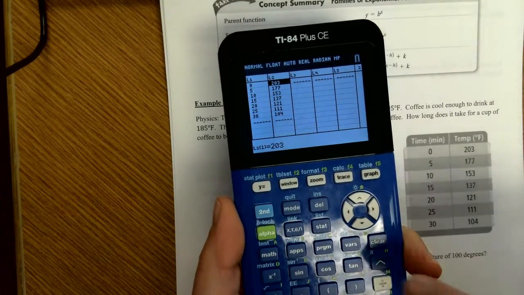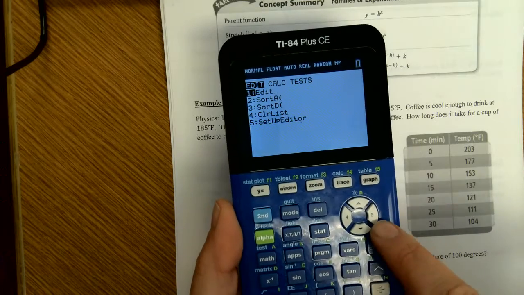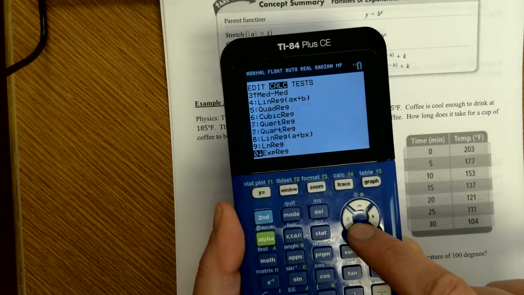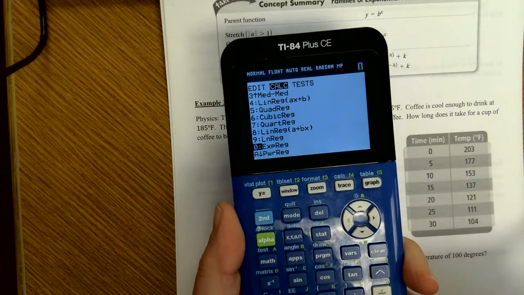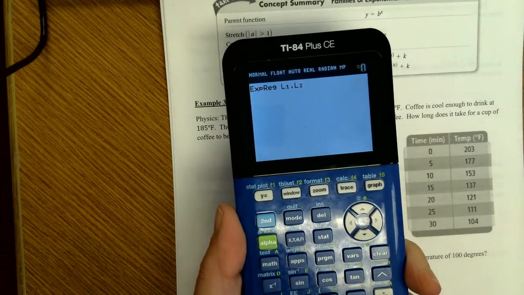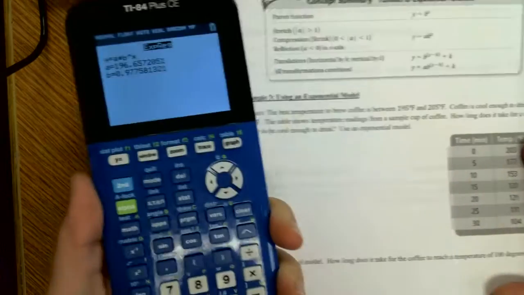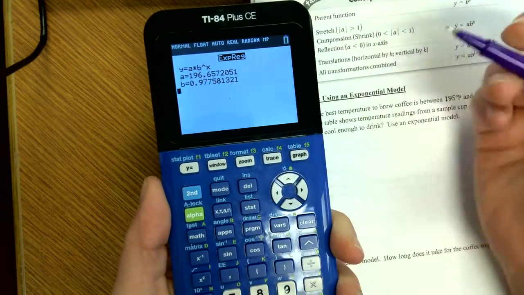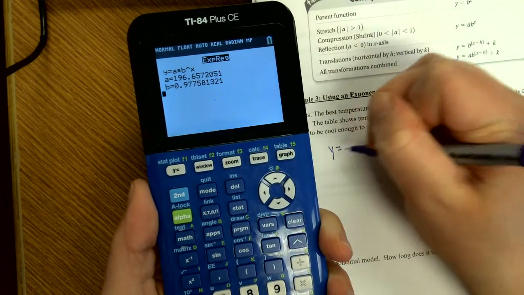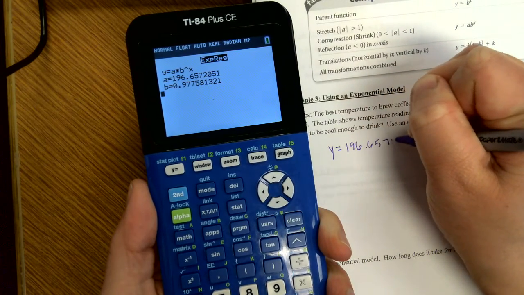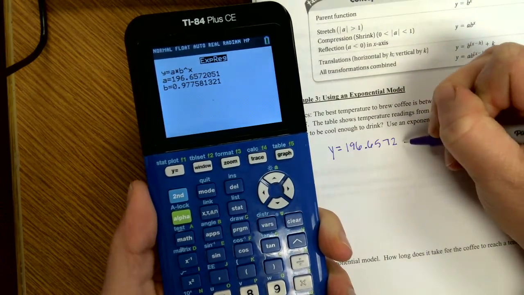Now I want to get an equation from this. So if I go back to stat, this time I'm going to arrow over to calculator. And we've done all of these before. This one we have not done. This is exponential regression. Basically, it's going to say, based off these data points, I'm going to give you an equation that would symbolize this information. It tells you what your A value is, and it tells you what your B value is. So my equation would be y equals, my A value is 196.6572, each rounded to the nearest 10,000.